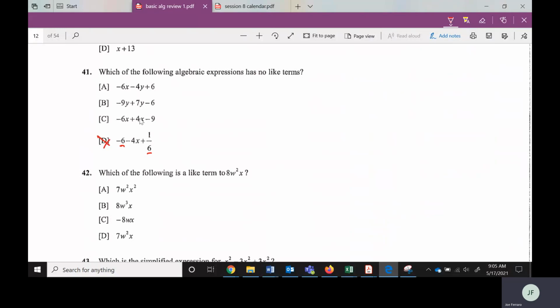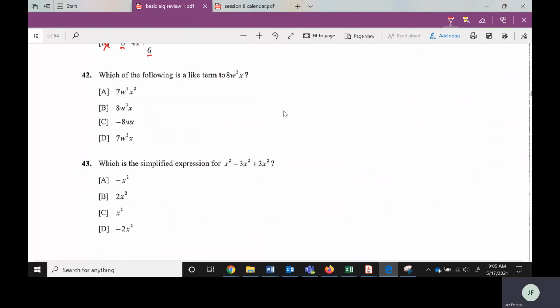Here, -6x and 4x, they each have an x with no power. Those are like terms. So that's not our answer, because we want the one with no like terms. -9y, 7y, those are like terms. So this should be our answer. We have a -6x. This has a y, and this has nothing. None of those are like terms, and that's what we are looking for. No like terms, so that is our answer.